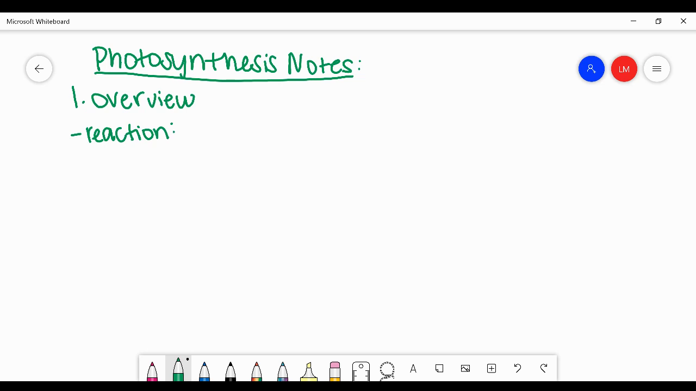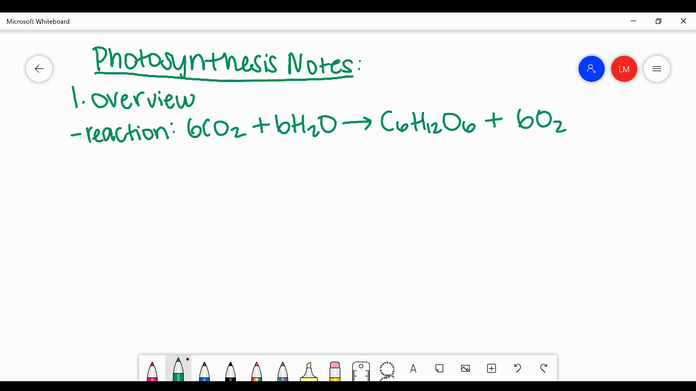The chemical reaction for photosynthesis is 6 CO2 plus 6 H2O yields C6H12O6 plus 6O2. Everything on the left-hand side, so the carbon dioxide and water, are called the reactants, or what you're starting with, and everything on the right are the products, or your end result.